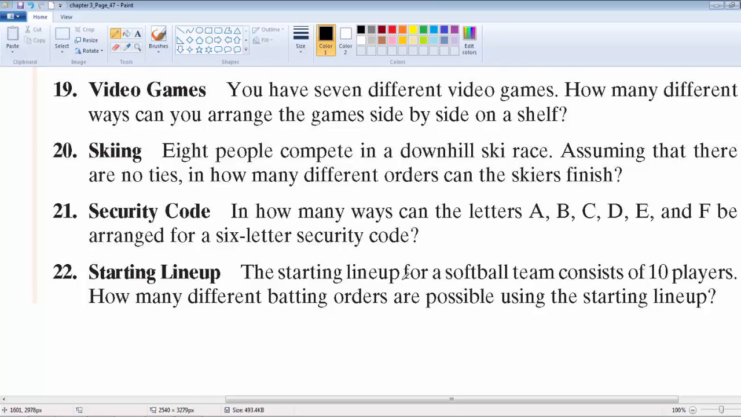The starting lineup of a softball team consists of 10 players. How many batting orders are possible using the starting lineup? Again, this would be 10 factorial. I'd like to give you some that are better sample problems of what you'd be seeing.